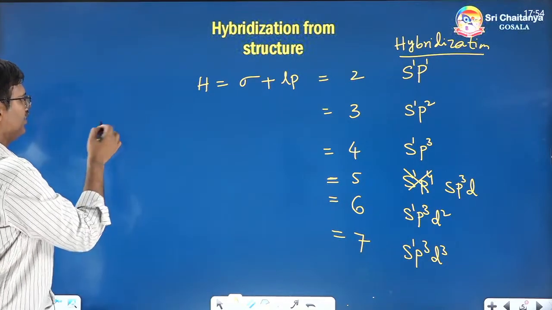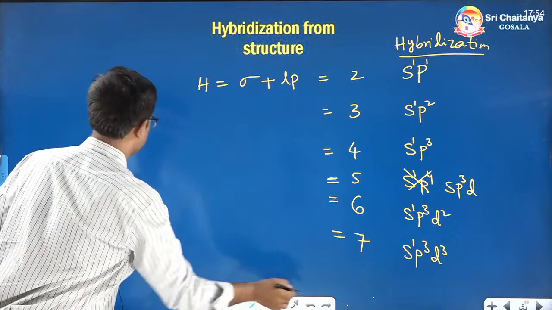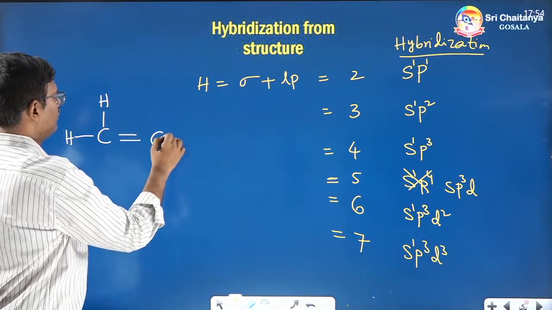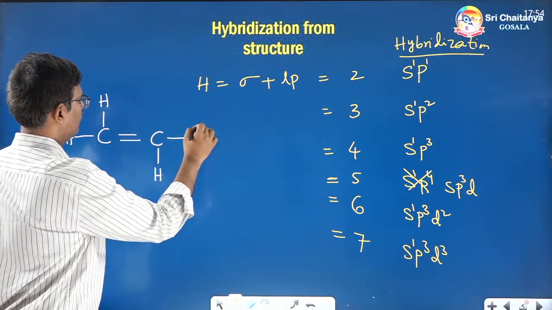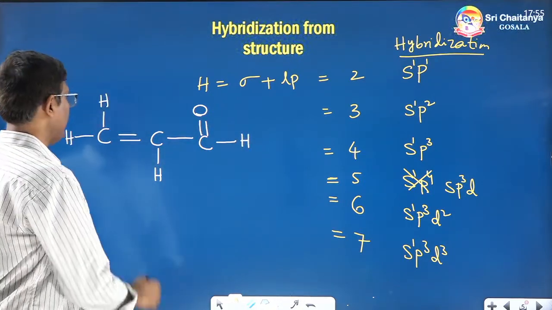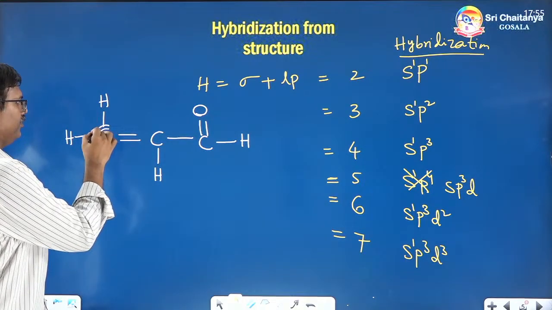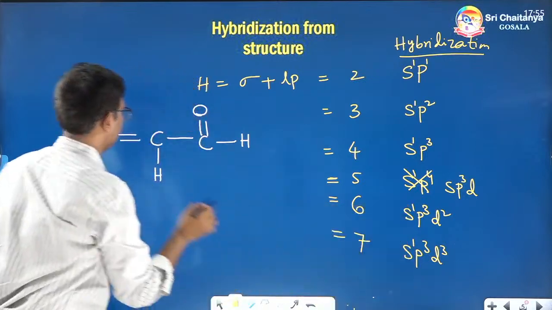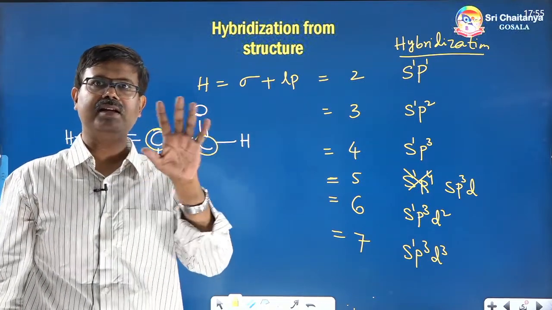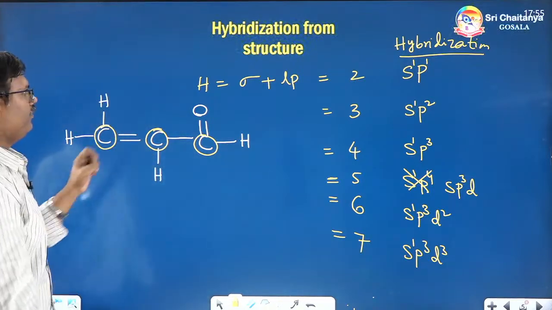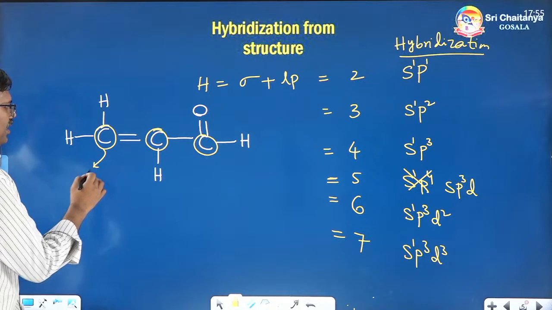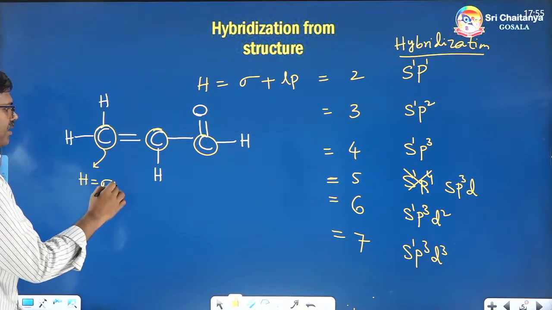See, suppose I have taken a molecule like this. Now I want the hybridization of these circled carbons. What is the hybridization of the circled carbons? First we will find the H value. Depending upon that, we can tell what is its hybridization. H value is very simple. See, H is the number of sigma bonds around this atom plus lone pairs.